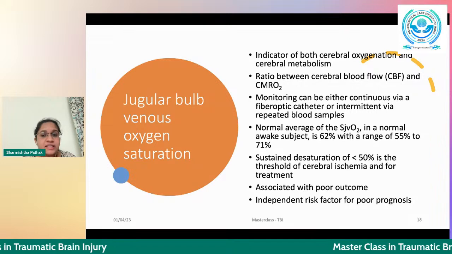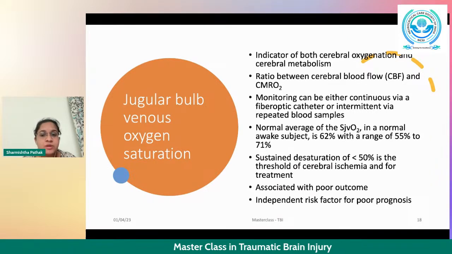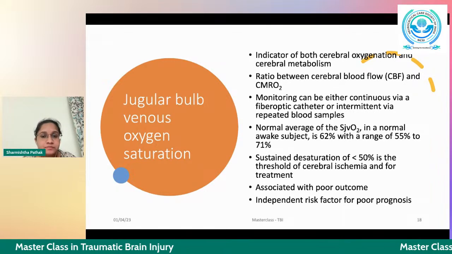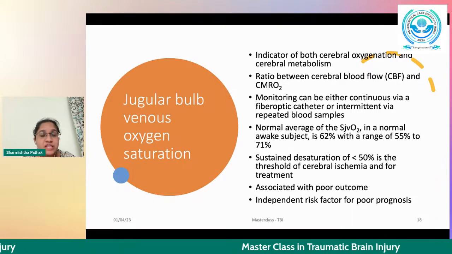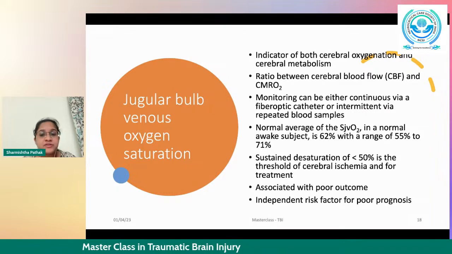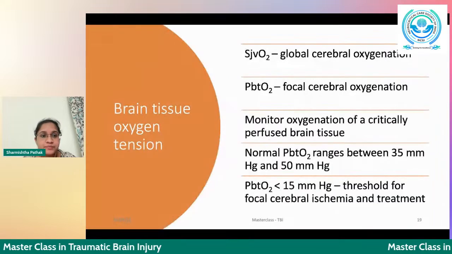A sustained desaturation of less than 50% is considered as the threshold for cerebral ischemia and should be taken as the benchmark for treatment. The sustained desaturation of SjvO2 values has also been seen to be associated with poor outcomes and has been found to be an independent risk factor for poor prognosis.